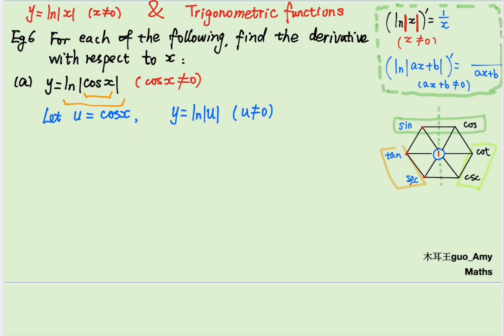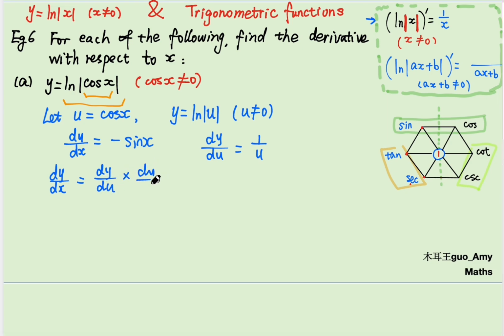Next step, we are going to calculate the derivative of each function. du dx is equal to negative sine x, and then dy du. By using the first formula here, we will have 1 over u. By using the chain rule, we will have dy dx equals dy du times du dx. We will have 1 over u times negative sine x.